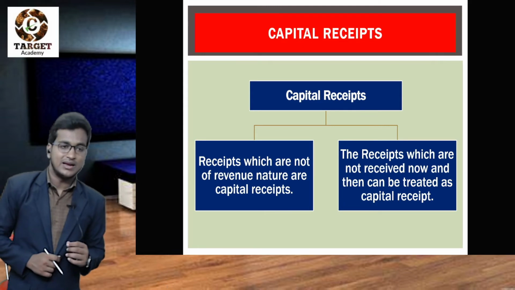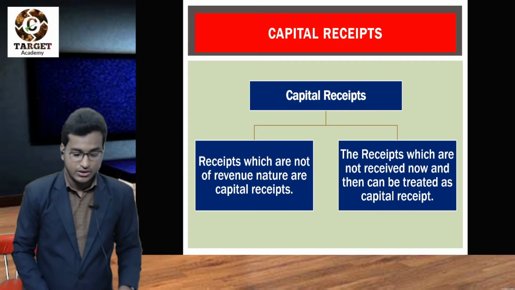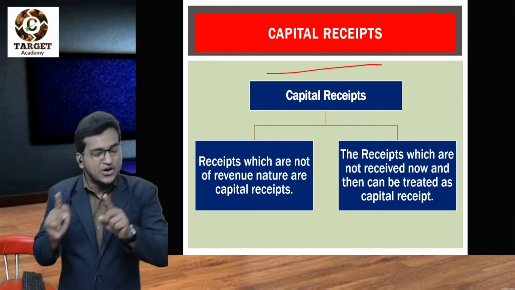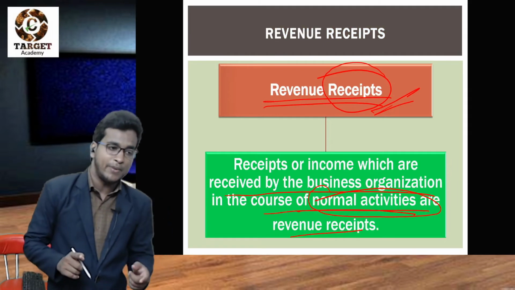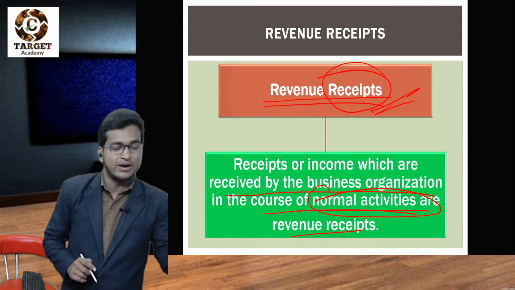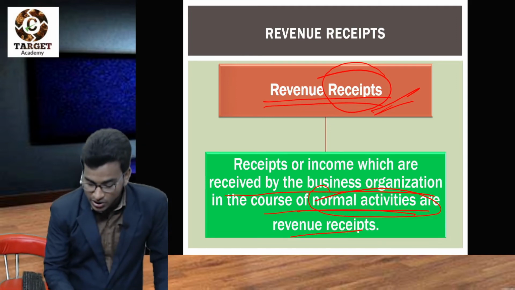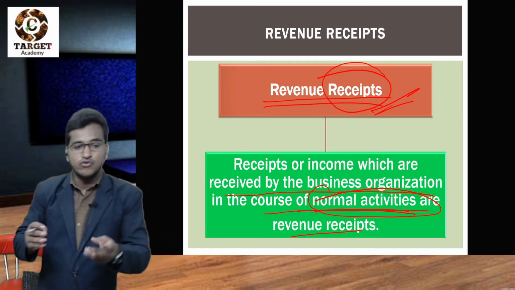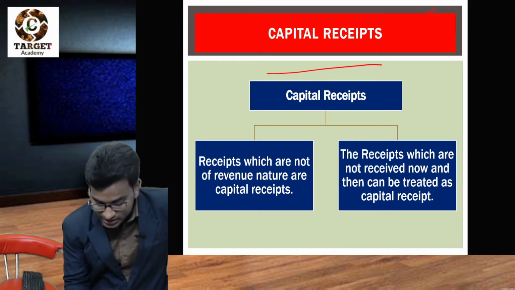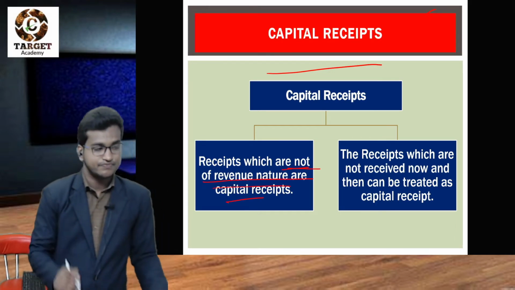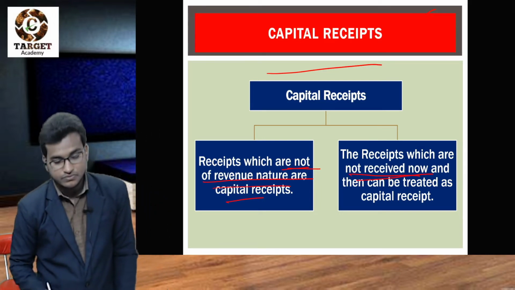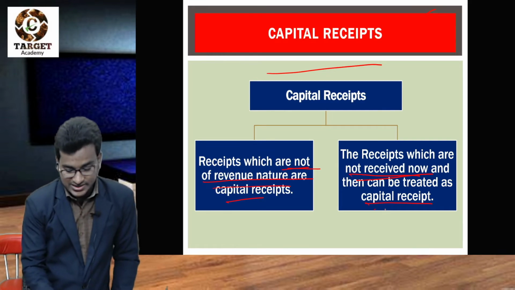Next one, capital receipts. What is that? Exact opposite to the revenue receipt. In revenue receipt, what will happen? In the normal course of business, we will receive something from some person or some entity. The important word is normal activities, like a sale of goods. Other than that, they are capital receipts, which are not of revenue nature. One more point is that receipts which are not received now can be treated as capital receipts.